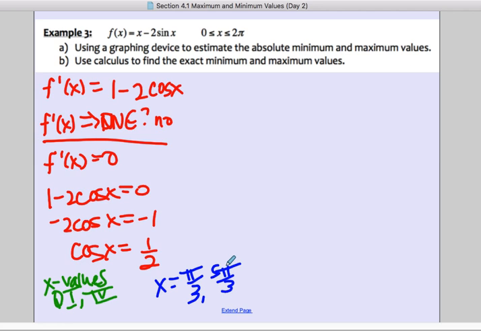Now what we need to do is take our endpoints and check: are the critical numbers we got in our interval from 0 to 2 pi? Yes, that is correct. And so we're going to check all of them, our endpoints and our critical points. So we have f of 0, f of pi over 3, f of 5 pi over 3, and f of 2 pi.